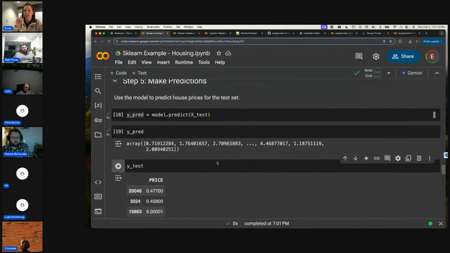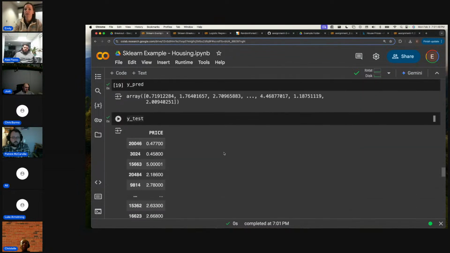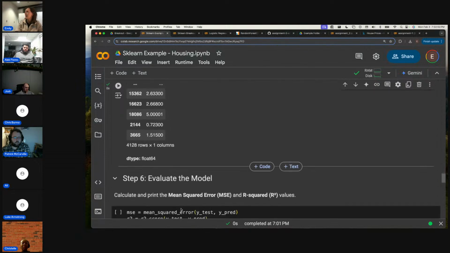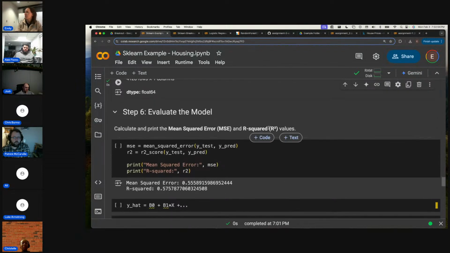Now we actually know the answers. We have the answer key here. We have Y test, so we know what the answer for these houses are. We know that the answer for house 1 is this. The answer for house 2 is this. The answer for house 3 is this. So we can actually evaluate the model's performance.